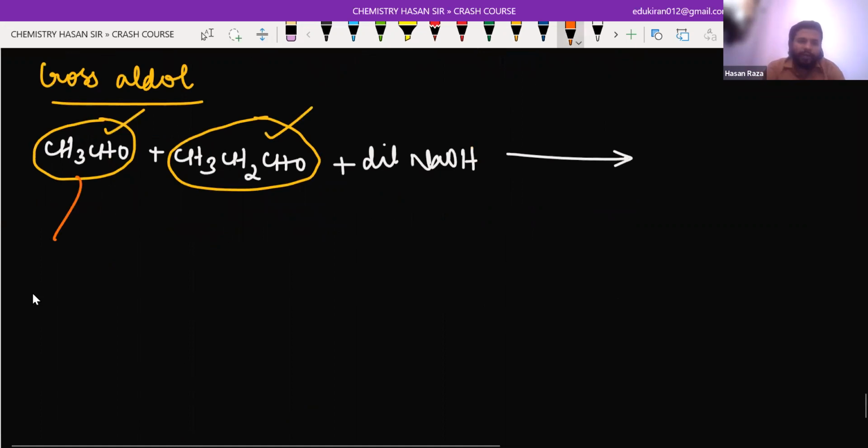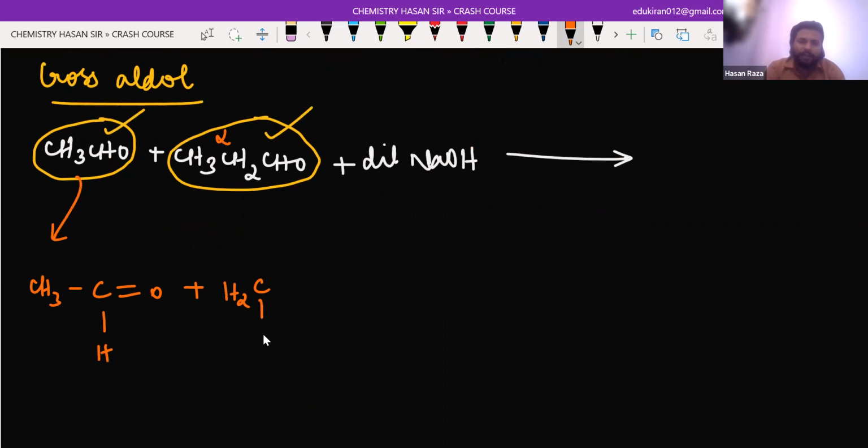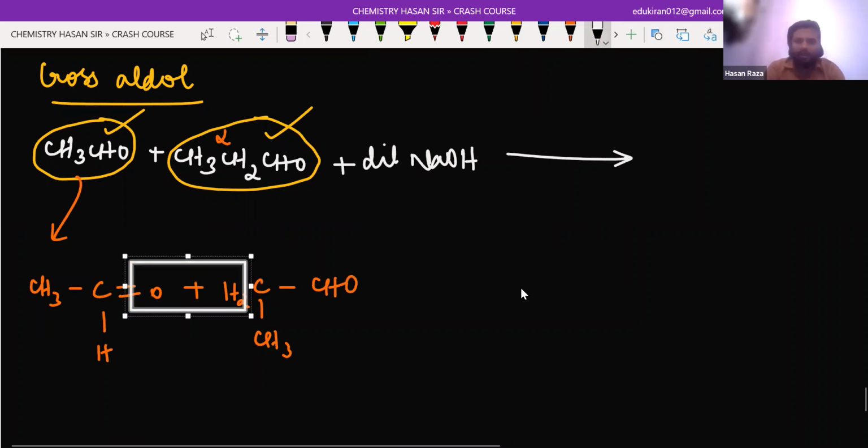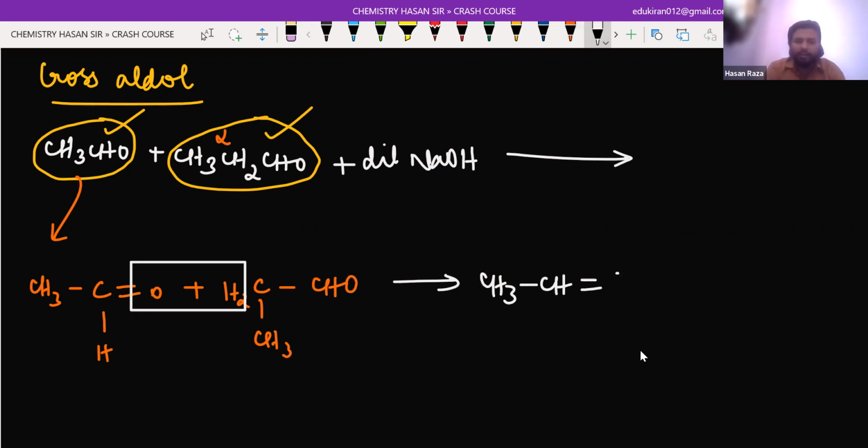Now you are going to take this CH3 and C double bond O, and you can see this is your alpha. So I'm going to show it like this. So CH3 and then CH. Now what you need to do, just remove this water. Remove this water and you will be getting CH3, CH double bond, and then C, CH3 is there and then CH. This is your aldol condensation, the third product.